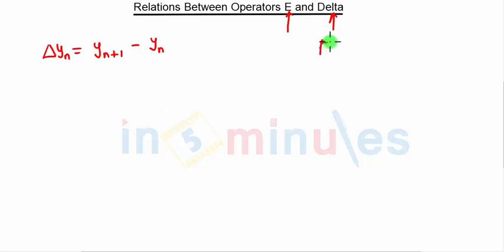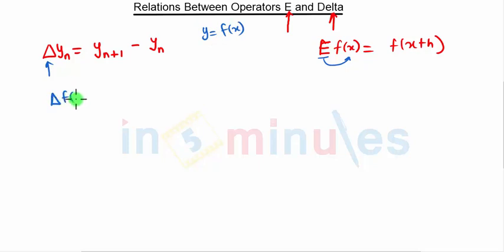And we know that E, the forward shift operator, E of f of x is nothing but f of x plus h. So now here we are writing E in terms of f of x. This delta equation we will also write in terms of f of x. Let's say our y is f of x. Then delta of f of x is nothing but y of n plus 1, that is the next term. And in y equal to f of x, the next term is f of x plus h. Here we will have f of x plus h minus f of x.